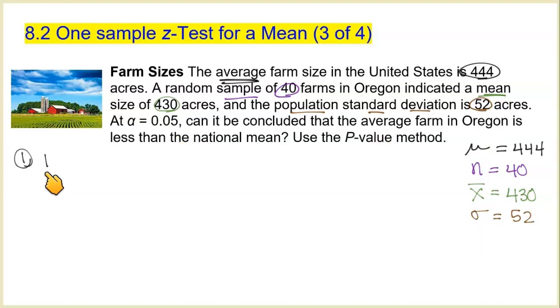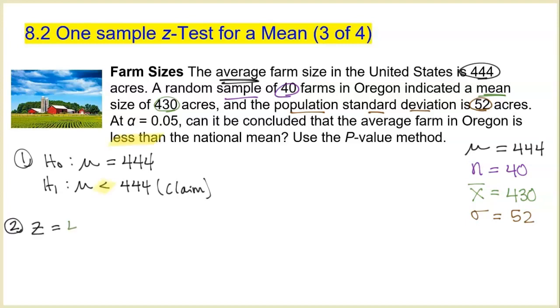Step 1, identify our hypotheses. Our null hypothesis is that the average farm size is no different than the national average farm size, 444 acres. Our alternative hypothesis says, can it be concluded that the average farm in Oregon is less than the national mean? Well, we use the less than symbol in this case, less than 444. And this is our claim because it's not being stated otherwise in the problem. For step number 2, we find our test value. So we calculate the z-score, utilizing the numbers provided.